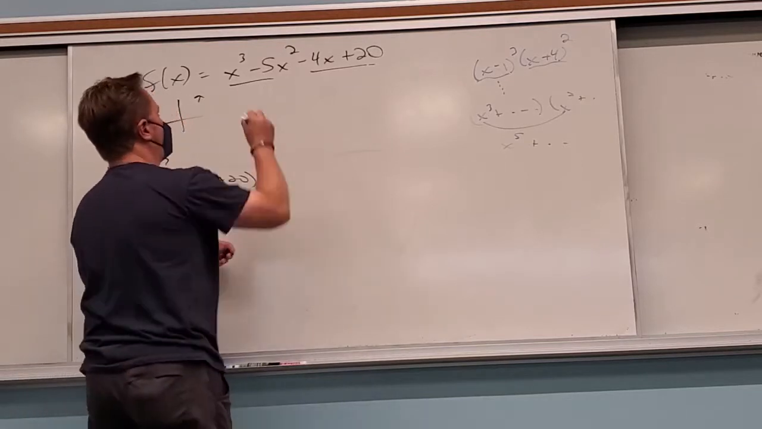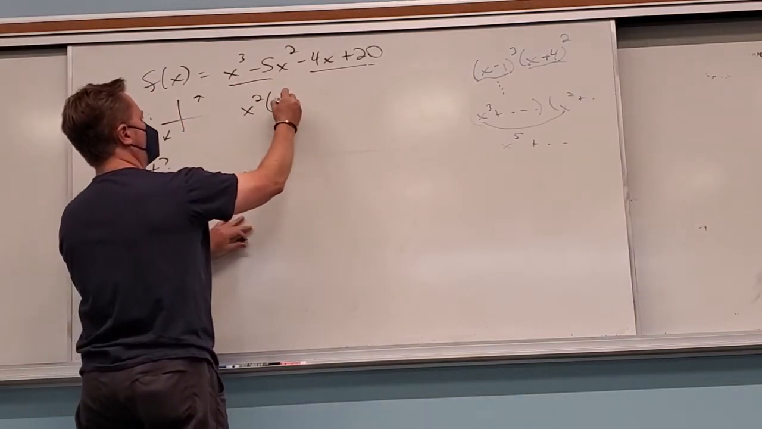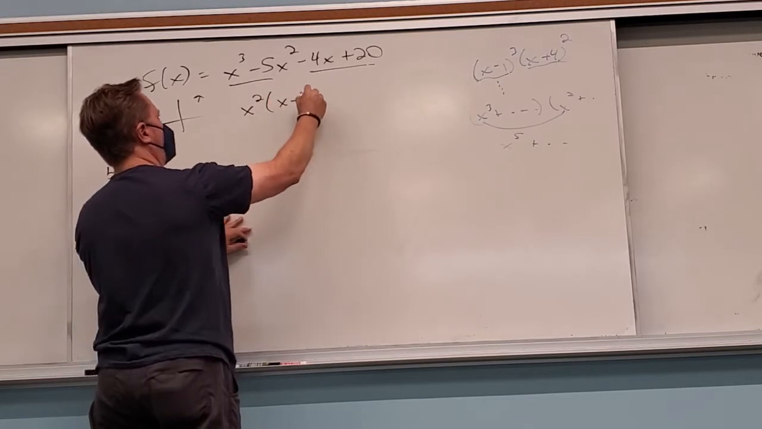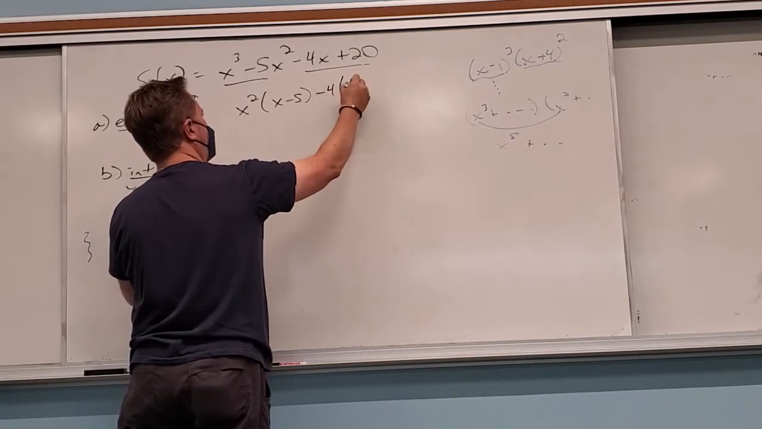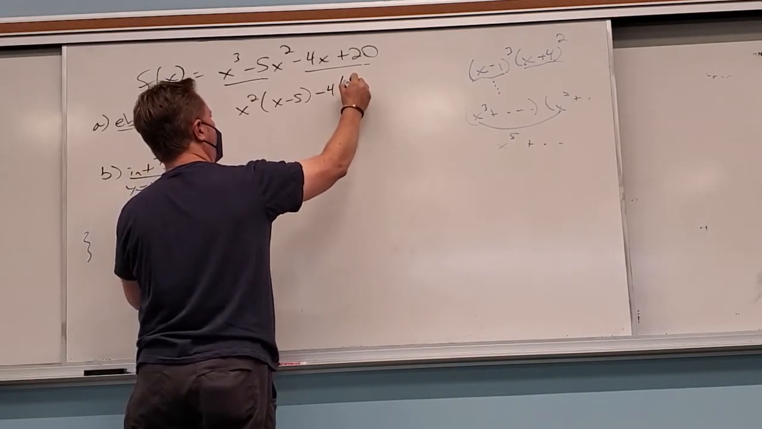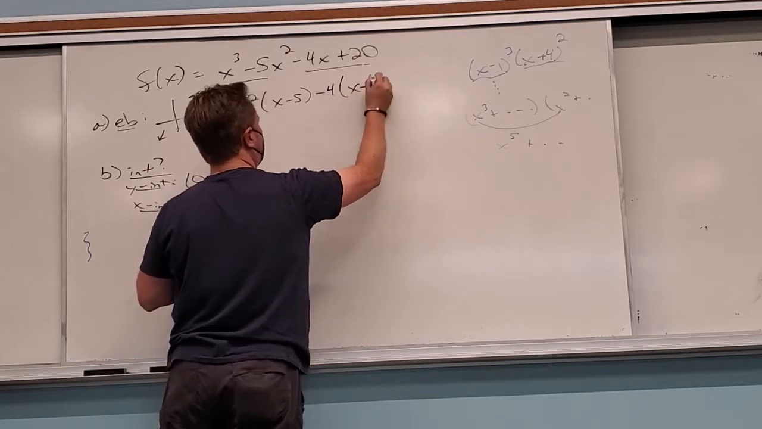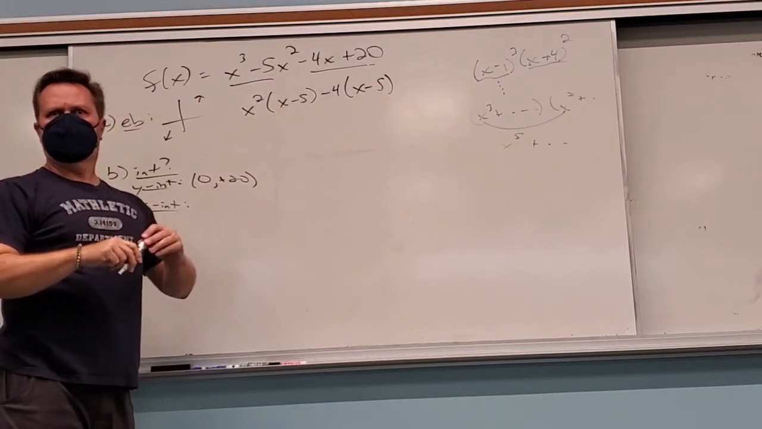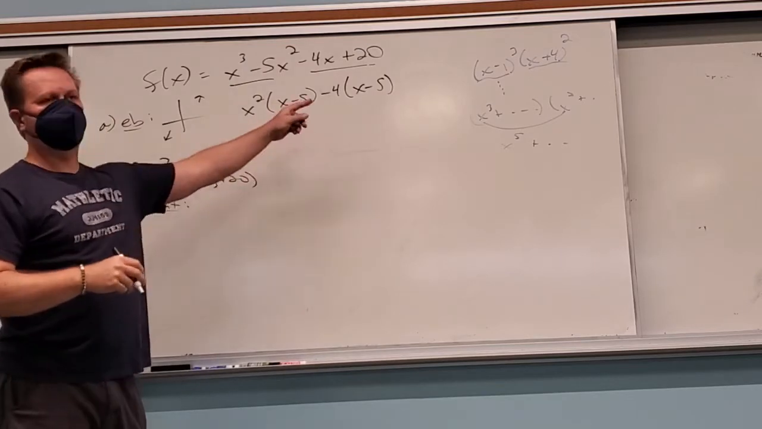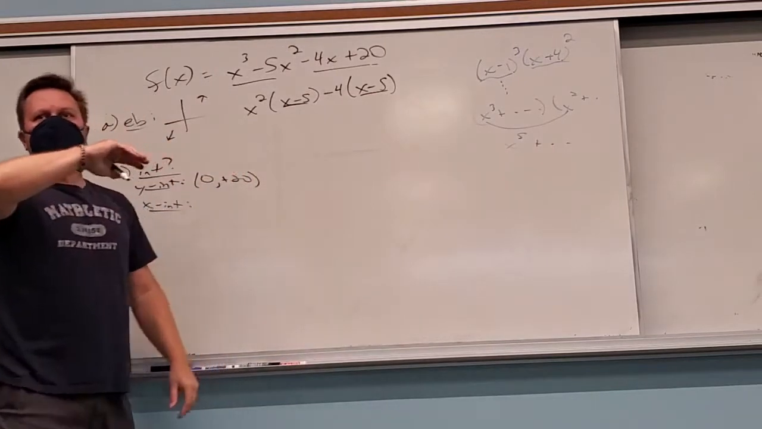So how do you factor this? What comes out of these two? X squared. And what's left? And what comes out of these two? Negative 4, good. What do you get? X minus 5. And what tells you you're on the right track? These are the same. If these weren't the same, what would you do?